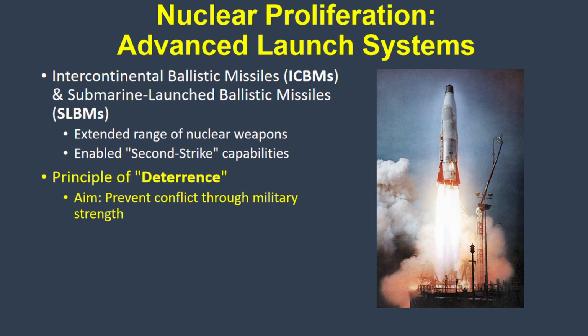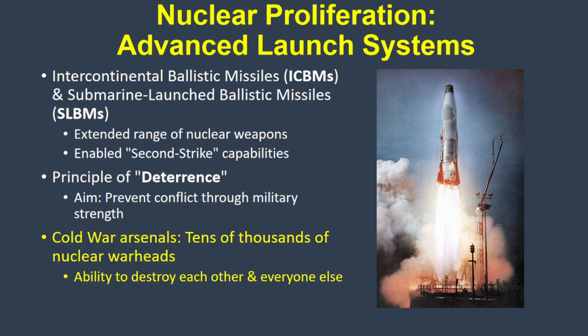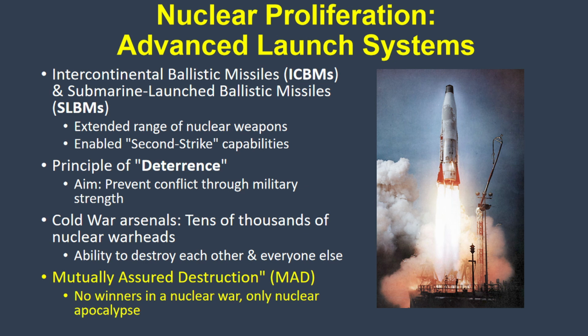This followed the principle of deterrence, the theory that strengthening a nation's military would prevent the enemy from starting a conflict. As the Cold War unfolded, each superpower had tens of thousands of nuclear warheads, more than enough to destroy each other and everyone else. This led to the idea of mutually assured destruction. In a war between these two rivals, there would be no winner, only destruction on both sides. The combination of mutually assured destruction and the Cold War alliances meant that the Cold War stayed cold. Neither side directly fought the other.